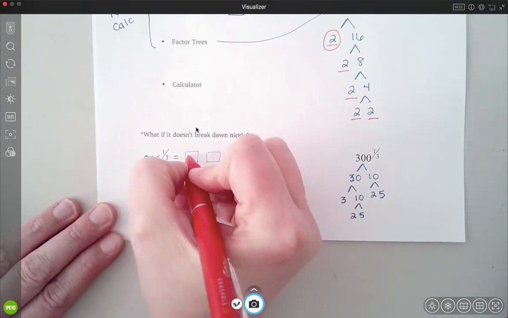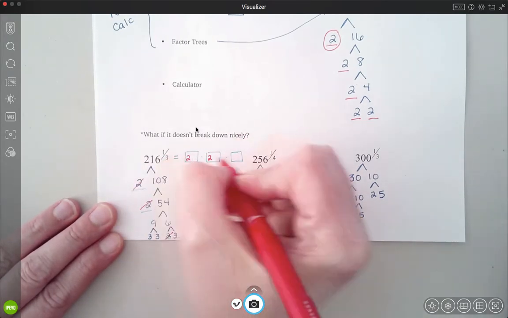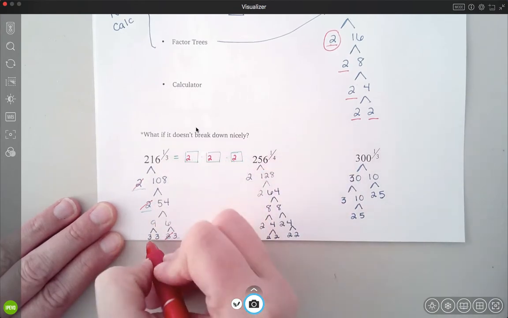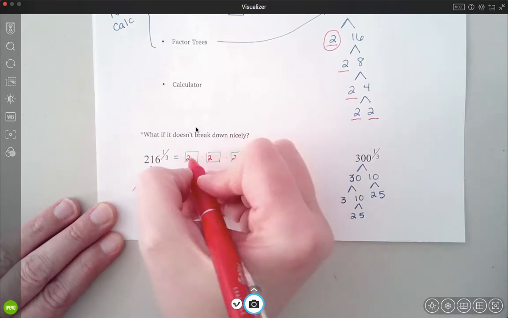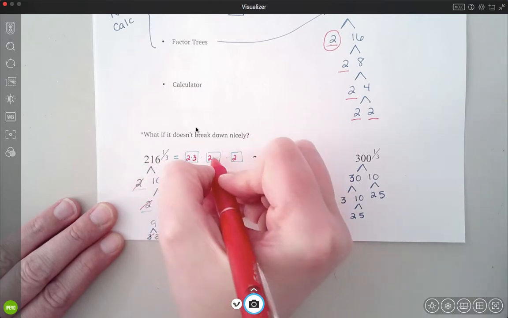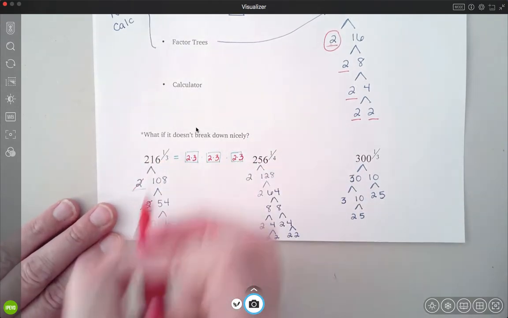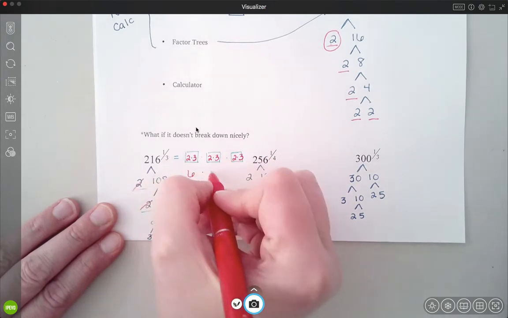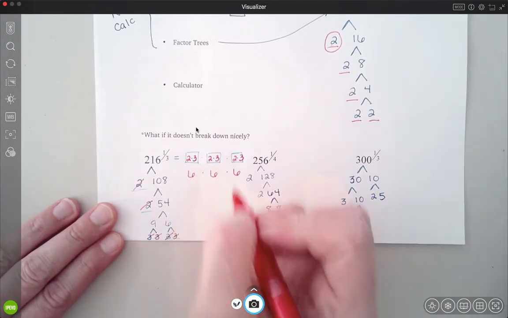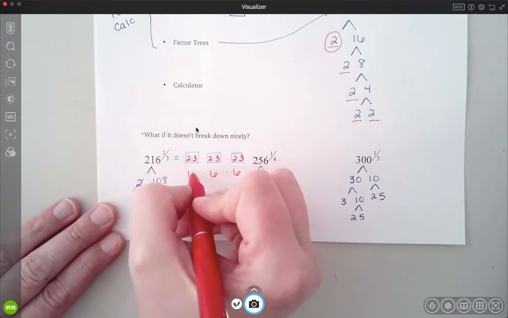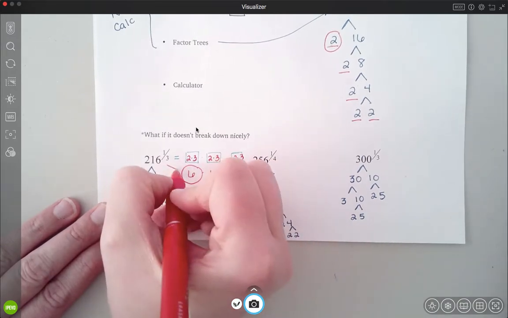So I have 1, 2, 3 2s. That means every box gets a 2. And I have 1, 2, 3 3s, so every box gets a 3. And this is all multiplication. And so that means what I just figured out is this is really 6 times 6 times 6. And so my answer for 216 to the 1/3 power is 6.